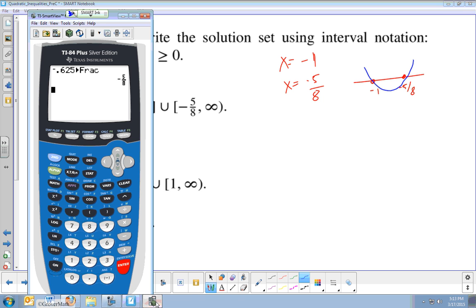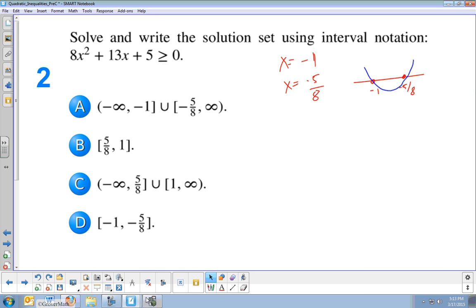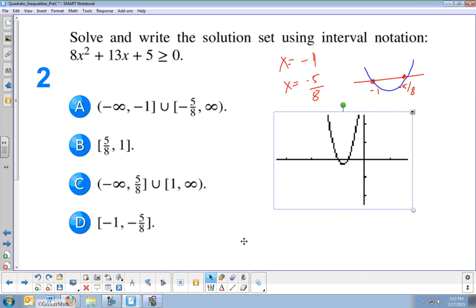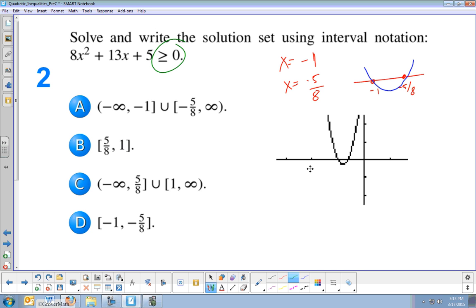So again, the question is, do I want less than? Do I want greater than? Let me just get back to my picture here. All right, so this particular problem wants greater than 0. So when is this graph above the x-axis? Greater than or equal to, we're interpreting as above the x-axis. Right now I'm above the x-axis.